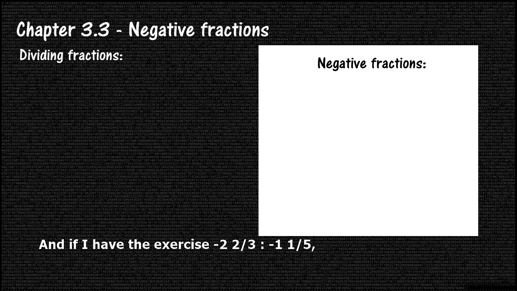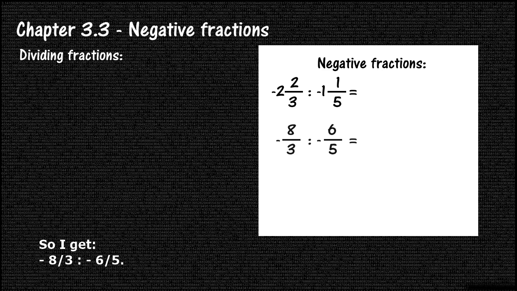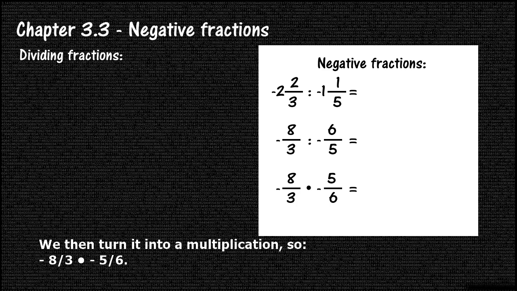And if I have the exercise minus 2 and 2 over 3 divided by minus 1 and 1 over 5, I should turn everything into an improper fraction before I continue, as we are going to multiply later. So I get minus 8 over 3 divided by minus 6 over 5. We then turn it into a multiplication, so minus 8 over 3 times minus 5 over 6.